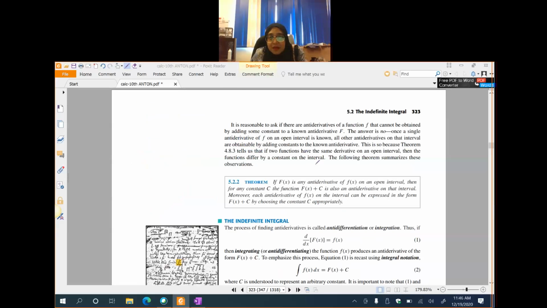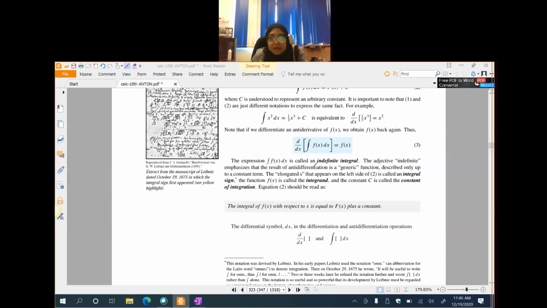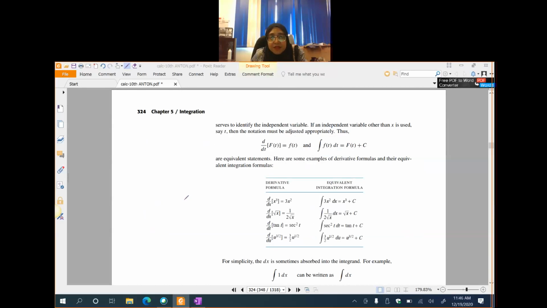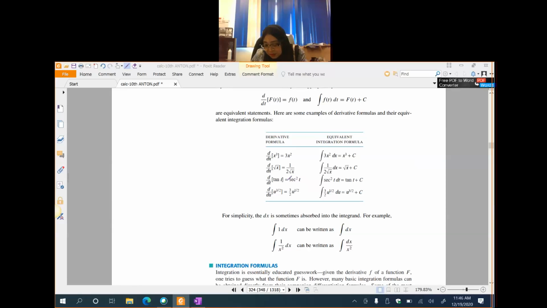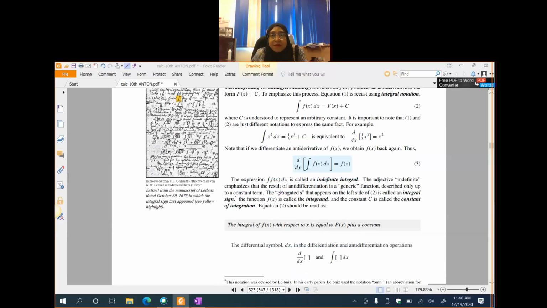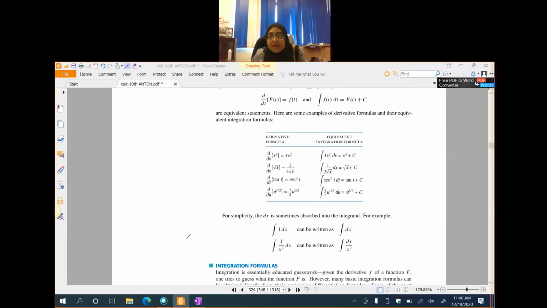I think you can read that. You can go one by one from this. It's just revision, I'm sure you already know about this. This one is just the power rule. x to the power of 3, if you differentiate, you will get 3x squared. And then for the integration of 3x squared, you will get x cubed.